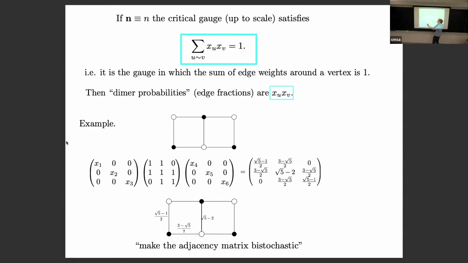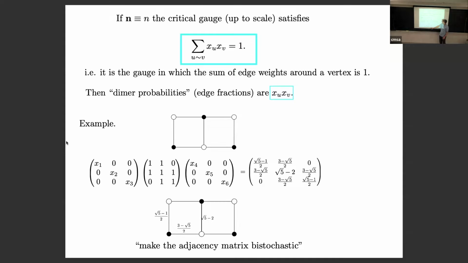What we need to do is find a function on the white vertices, the x1, x2, and x3 are the values of the white vertices, and a function on the black vertices representing a diagonal matrix acting on the right. We want to find these x values such that when we multiply the adjacency matrix by this, I get a matrix whose row sums are 1 and whose column sums are 1. It's bistochastic. And if you do that, you find there's a unique solution for positive x's, and it's this one. It involves the golden ratio.